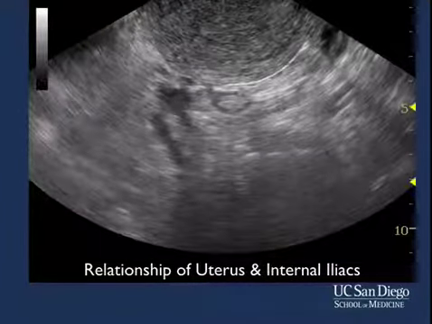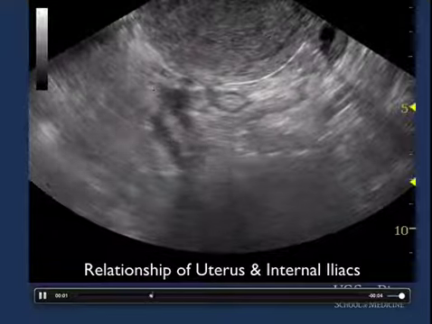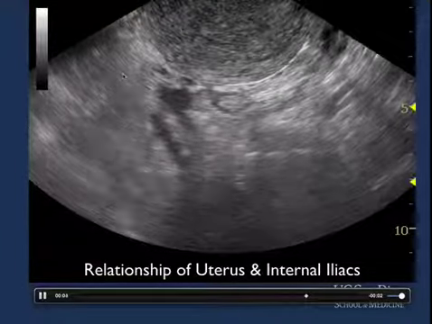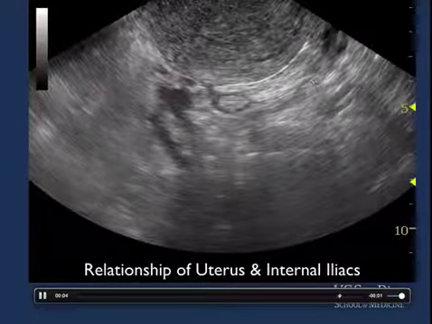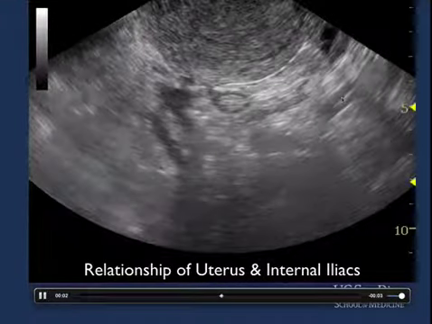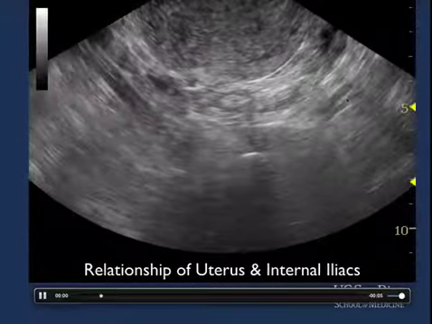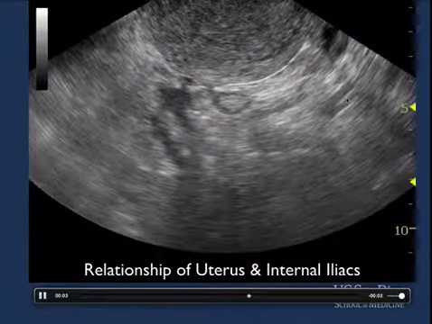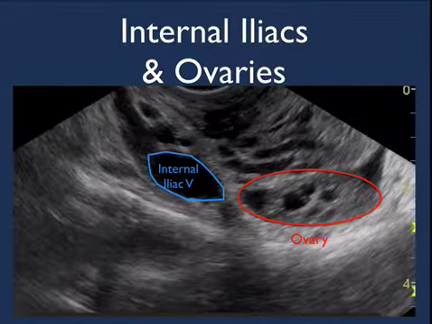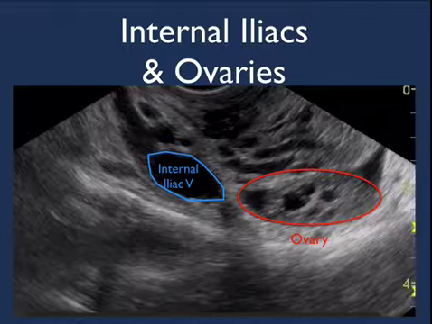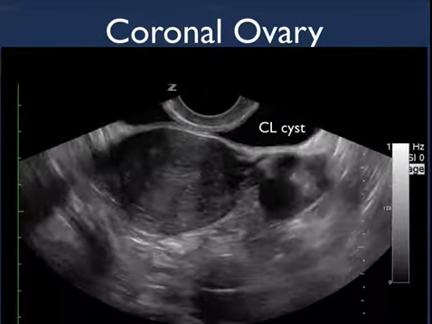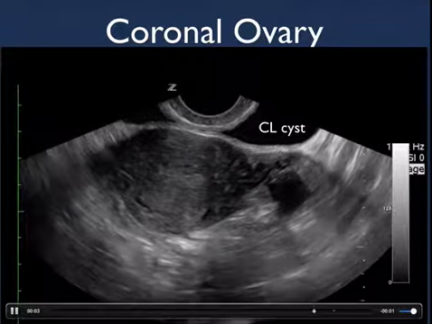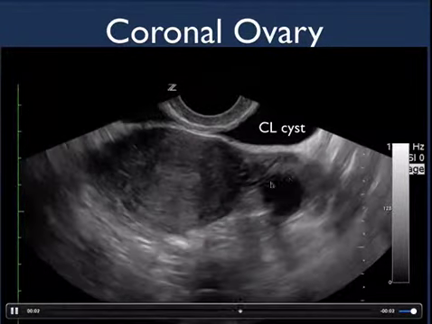Here we see the relationship of the uterus to the internal iliac artery and vein. On the other side, we notice there is an ovary here and the internal iliac artery and vein, which are approximately a centimeter lateral and posterior to the ovary. Here again, we see the relationship of the internal iliac vein, which is lateral to the ovary. And here we see an example of an ovary with a corpus luteal cyst contained within it.